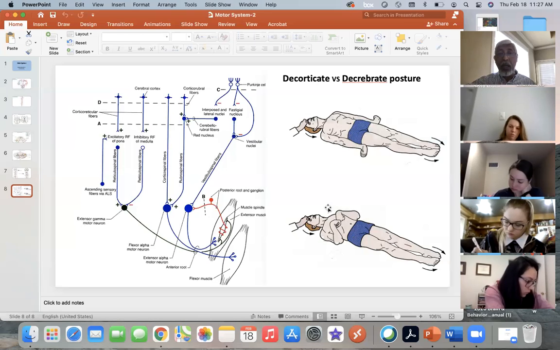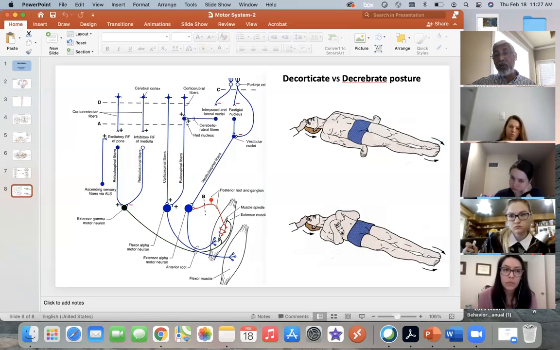In case of decorticate posturing, why do you have the upper limb flexed? Because you have intact rubrospinal. Where is the rubrospinal coming from? Coming from the midbrain, the red nucleus.